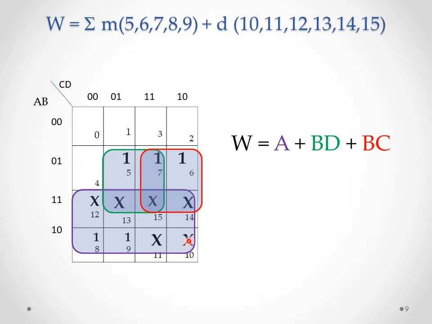Now we group these 2 ones into an 8 cell grouping, and these 3 ones we group into a 4 cell grouping. Now we write the logical expressions for this grouping. The common output term is A. Then for this green color grouping, the common term between these two is B, and the common term between these two is D. And for the red color grouping, the common between these two is B, and the common between these two is D.